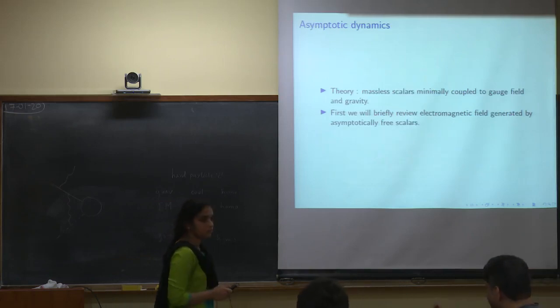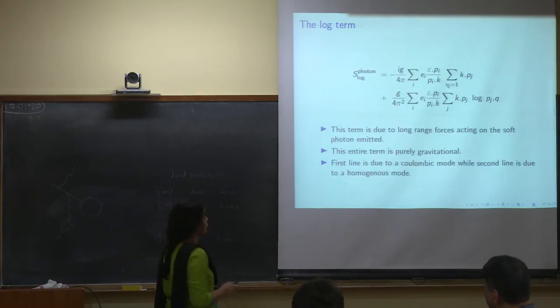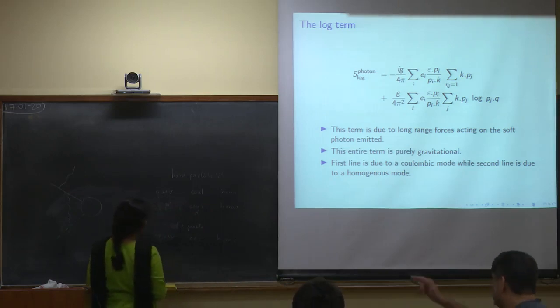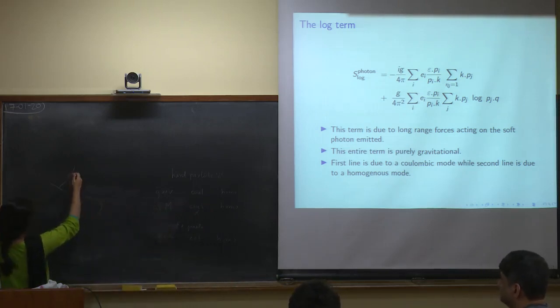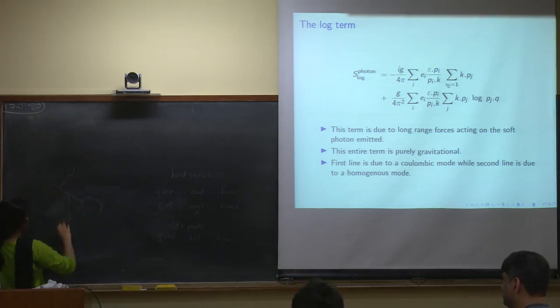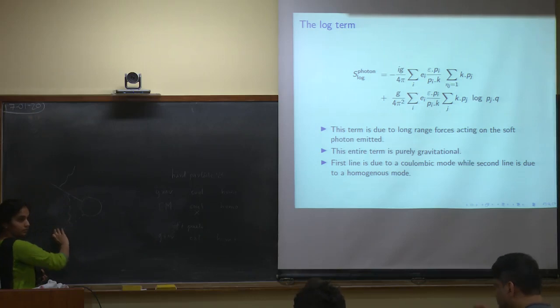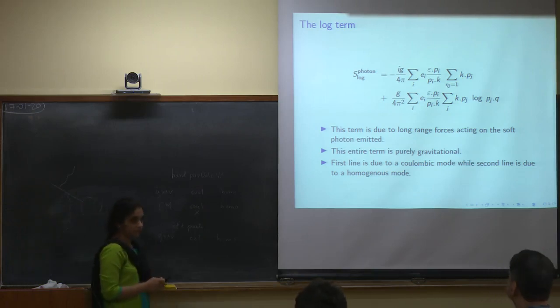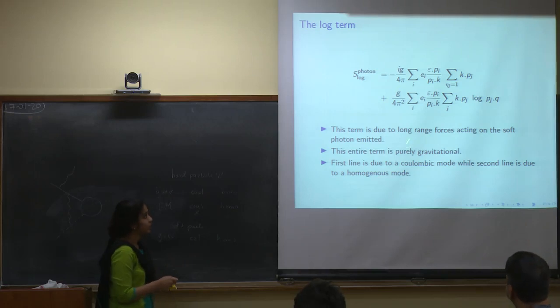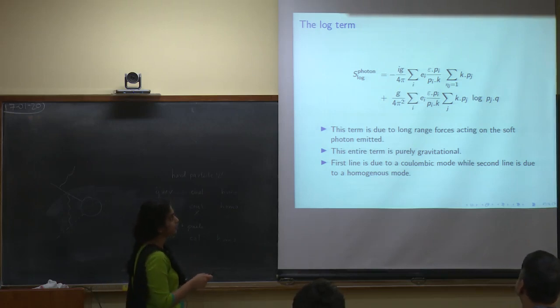Can you say the last thing you said again, please? Yeah, sure. So the soft particle itself feels the long range forces by the other hard particles. In this case, it feels only gravitational force, because it's uncharged. That's why there are only two terms here. And this is what you call the homogeneous mode? Yeah, this is the homogeneous mode again, and this is the Coulombic mode.